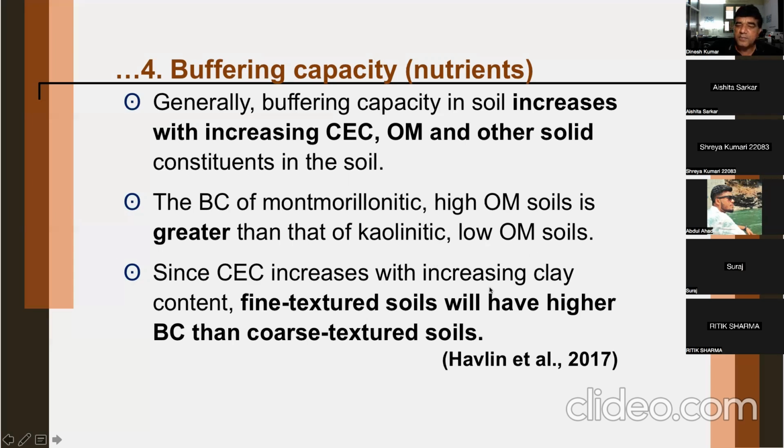Since CEC increases with increasing clay content, fine texture soils will have higher buffering capacity than coarse textured soils. Is it clear? CEC increases with increasing clay. This is correct. And naturally, fine textured soils have more clay. Therefore, they will have higher buffering capacity than coarse textured soil.